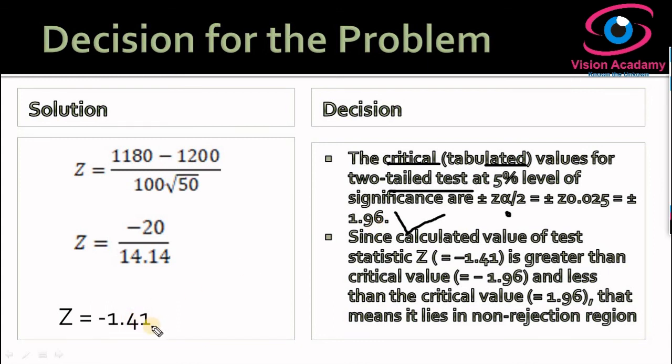So you have to compare your critical value with your tested value. Since the calculated value of minus 1.41 is greater than the critical value of minus 1.96 on the left side and less than the critical value of 1.96 on the right side, it is falling between the two rejection regions, which means it lies in the non-rejection region. Since it lies in the non-rejection region, we will retain the null hypothesis. We do not reject the null hypothesis.